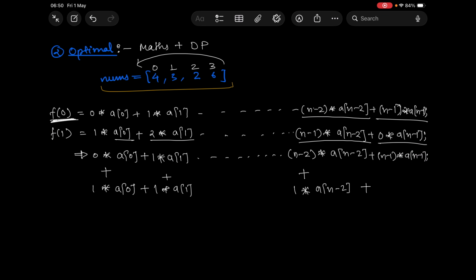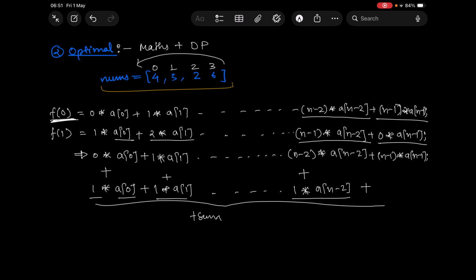But there is one more thing to notice: all these values here, 1 times a of 0, 1 times a of 1, and so on till 1 times a of n minus 2. Now if we complete this, isn't it 1 times every one of these values? It would be the total sum of the array, right? So let's complete this one also. It would be 1 time array of n minus 1. So this is what my total sum would look like.